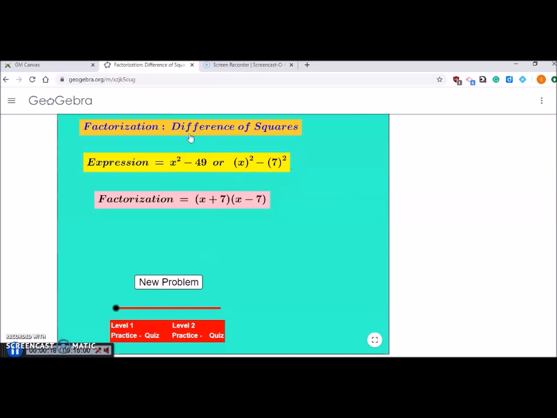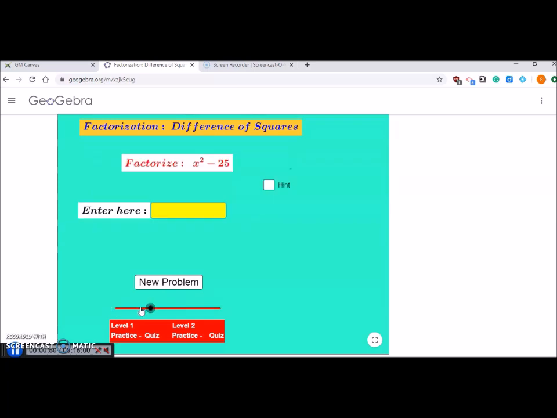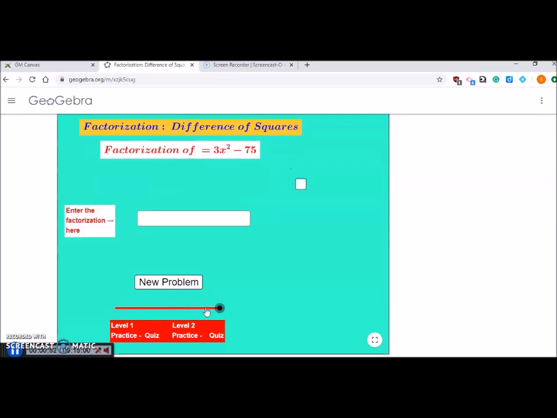So you can see difference of squares. Difference of squares means there should be a negative sign in the middle, with squares on both ends: x square minus 7 square, because 49 is 7 square. You can see different examples here: 25 is 5 square, and this is the factorization, x plus 5, x minus 5. So we will come back here again.